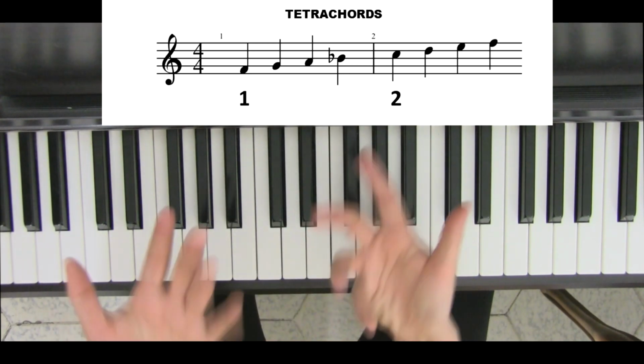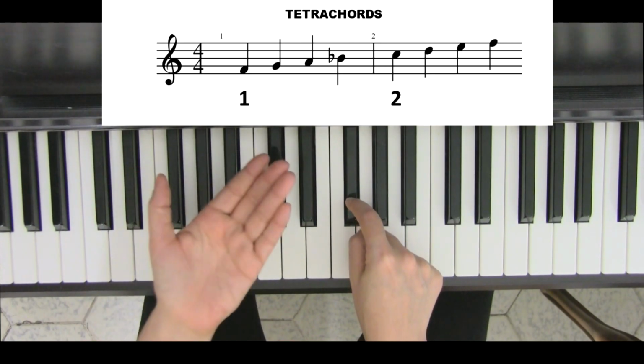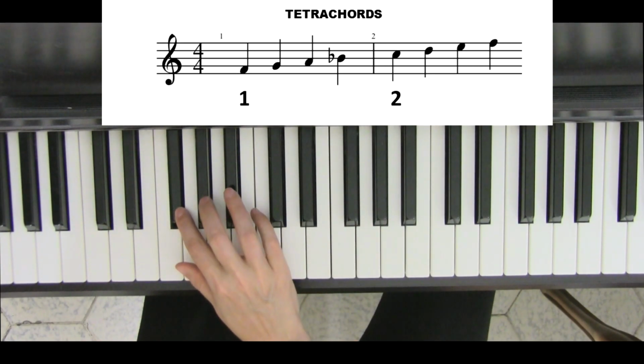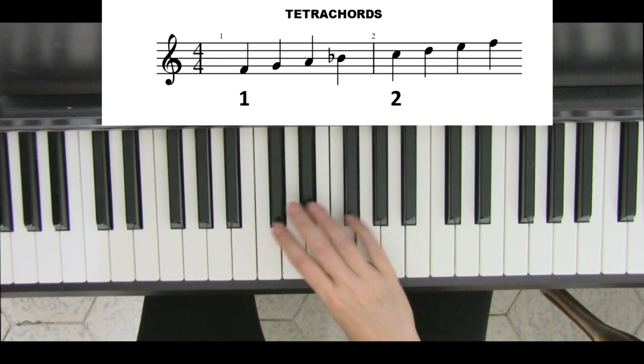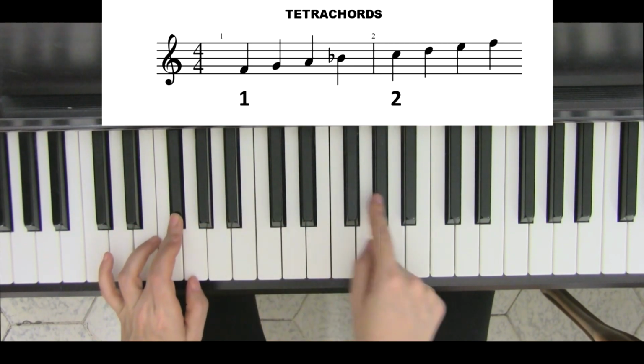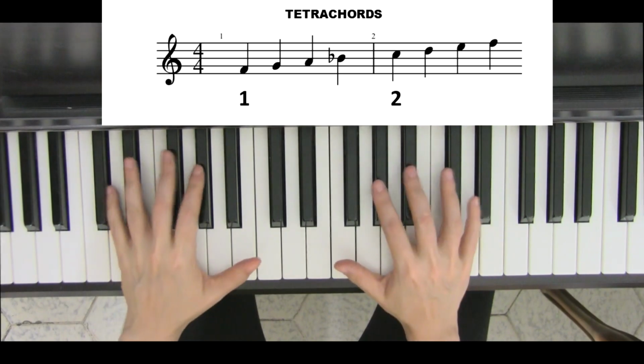Now the next one is going to be D flat. So 1, 2, 3, 4. So the next key is going to be G flat. Right? So we have G flat. And this is the order where all the flats appear.